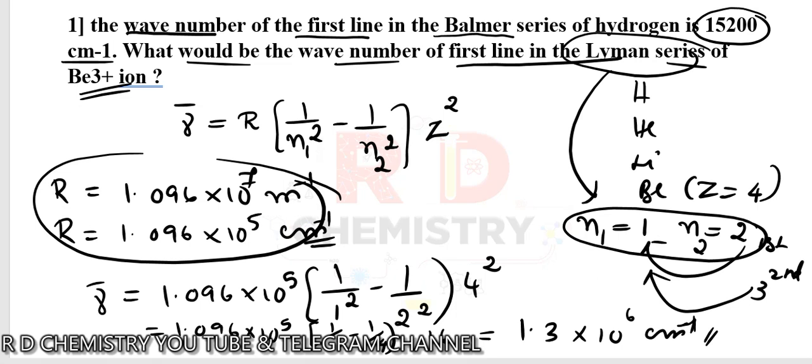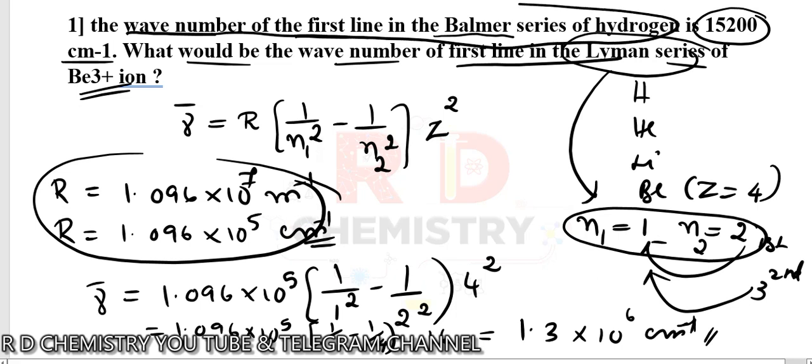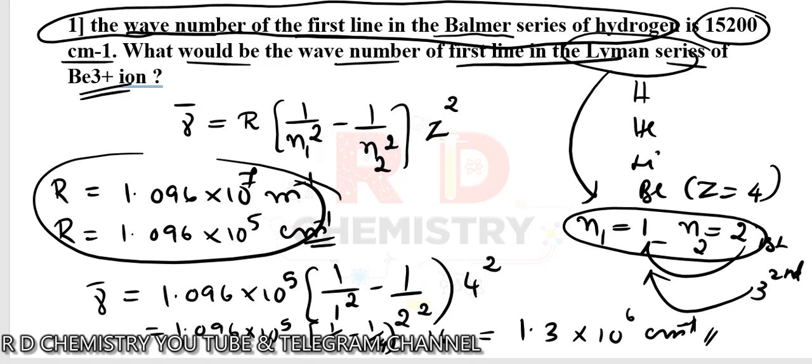Remember, students, in this question we already know the value of Rydberg constant R. Otherwise, we would have made two equations, then taken one equation divided by the second equation, and the common term R gets cancelled. Now this is a straightforward question here.